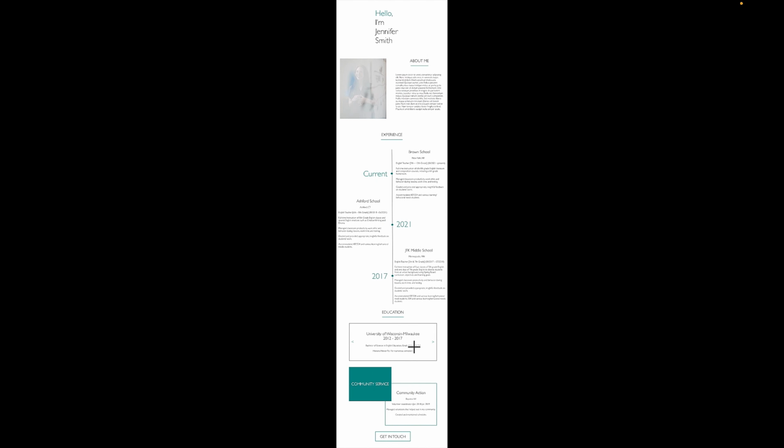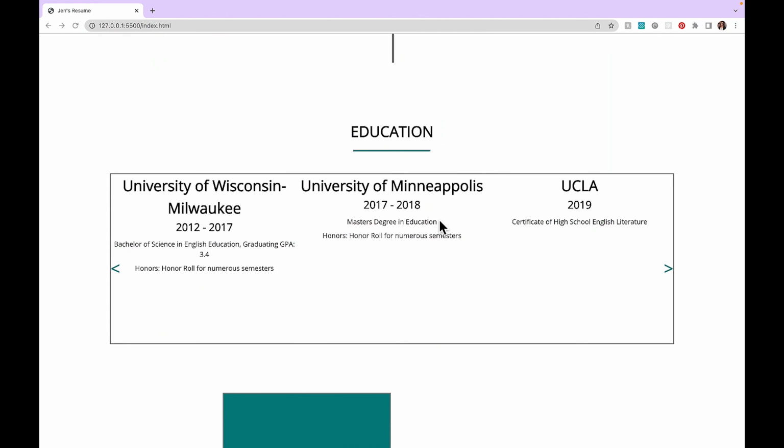So if we take a look at our design, we can see here that this should be a slider with our education here, one piece of education per slide. So instead of them all being squished. Okay, in order to achieve this, we're gonna have to make a few small changes to the HTML and CSS, and then we will build the JavaScript portion.